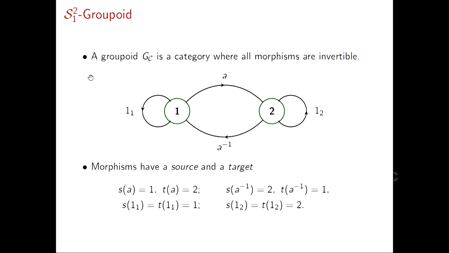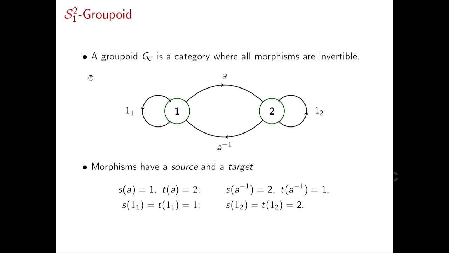This is illustrated by the following fact. If I take the objects 1 and 2 and consider a morphism A, then I should also have a morphism going in the opposite way from 2, which I call A inverse. So I just change the direction of this arrow. Then I consider other morphisms going from 1 to 1 itself and 2 to 2 itself. From the figure it is very clear that each morphism has a source and a target.